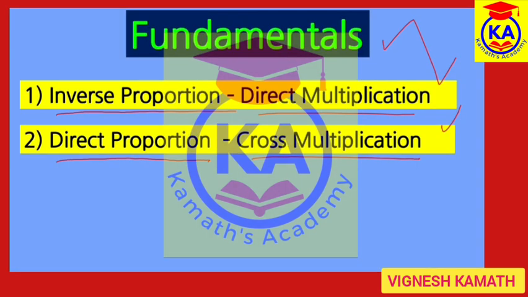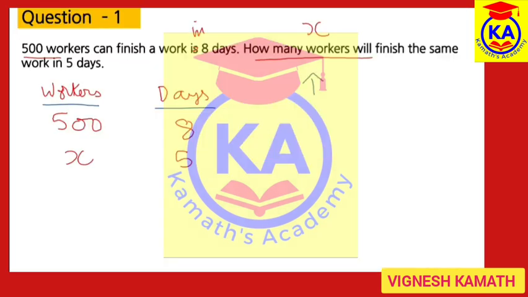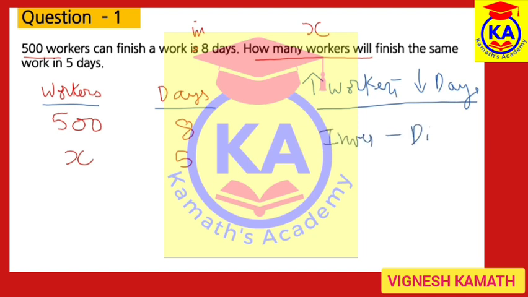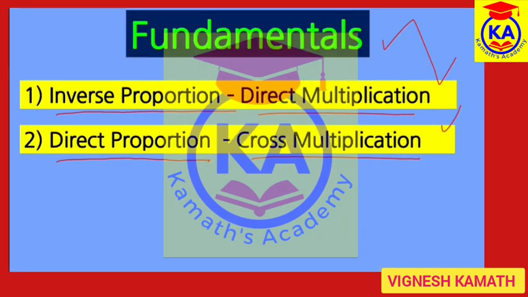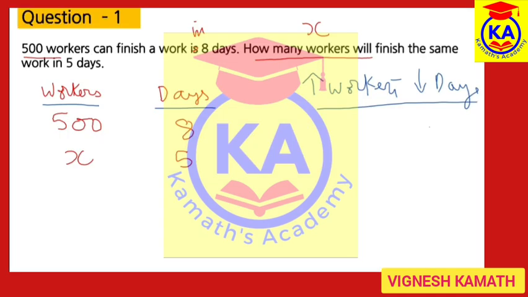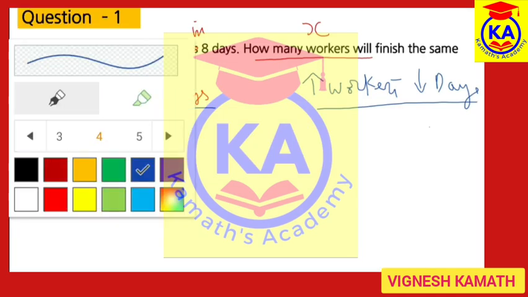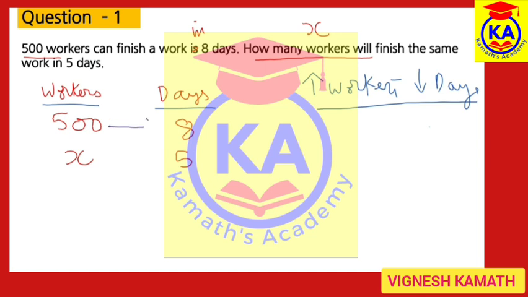The formula which I said. Now more the workers, less the days required, right? So these workers and days are in inverse proportion, right? So what is the formula? When it is in inverse proportion, you have to do direct multiplication. Remember what I'm saying: inverse proportion, direct multiplication. Let's apply that formula. Look at the screen properly. 500 into 8, x into 5. I'll write it: 500 into 8 is equal to x into 5.